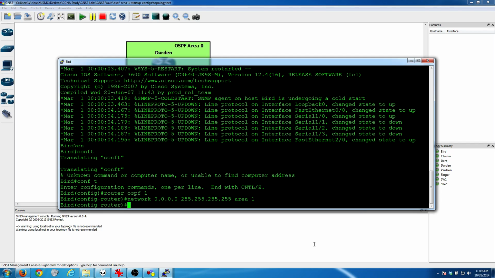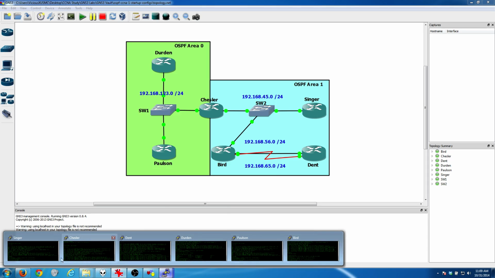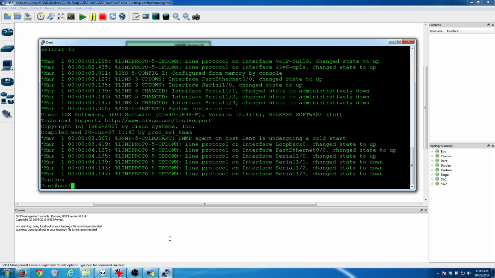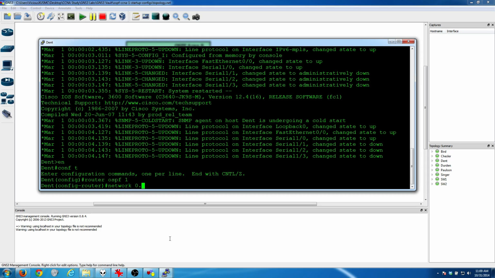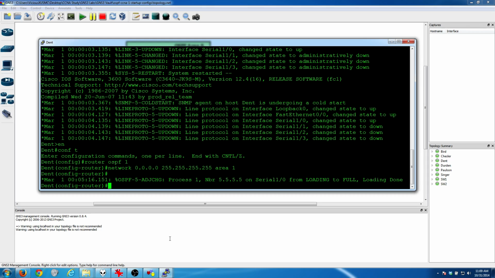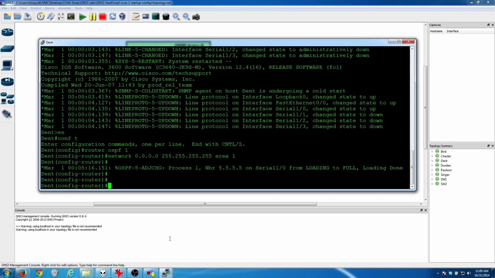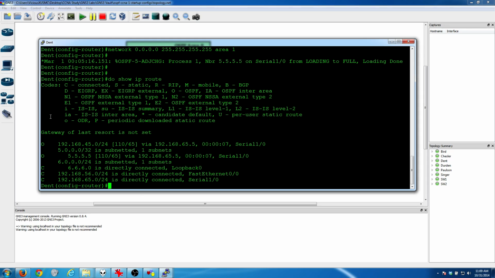So area 1, and then Dent as our last router in that area. And I'll let that one sit there so we can see our OSPF adjacencies coming up for our neighbors. At this time, we haven't made that connection between our areas yet, so if I was to look at our routes, we're only going to see the routes that we learned in area 1, and we haven't gotten anything from area 0 yet, which is our backbone area.